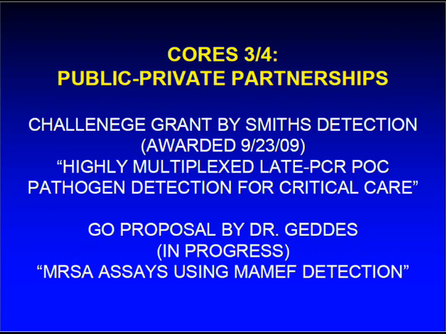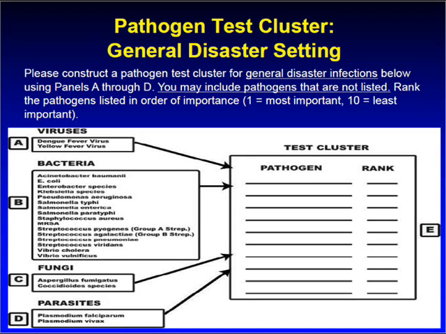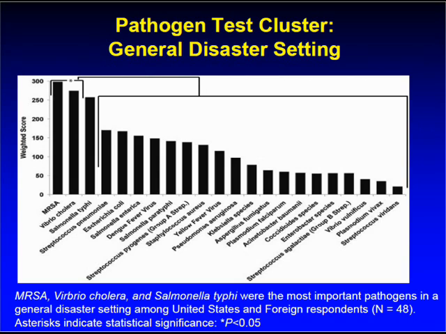Moving on to Cores 3 and 4, I would like to focus on the effect of needs assessment on our challenge grant, highly multiplexed LATE-PCR point-of-care pathogen detection for critical care. Here is the actual question from our survey. Respondents were asked to rank pathogens from 1 to 10 to create an ideal test panel for a disaster setting. This graph shows the result from the previous question.